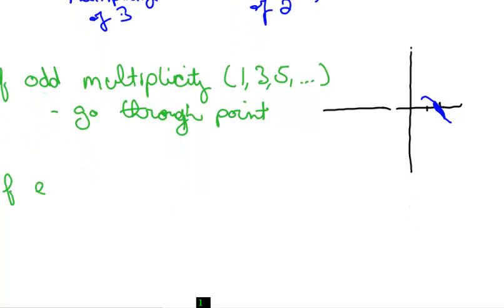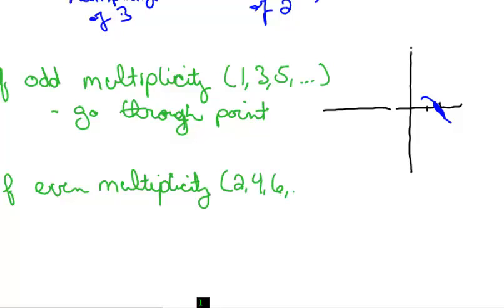If we have an even multiplicity, such as 2, 4, 6, and so forth, it's going to do what we call bounce. It bounces at that point. Okay?